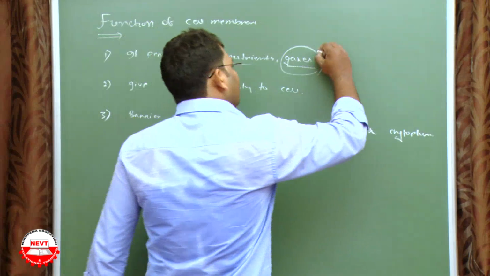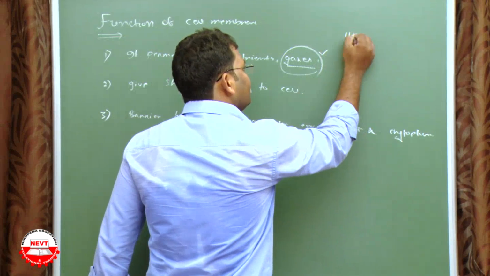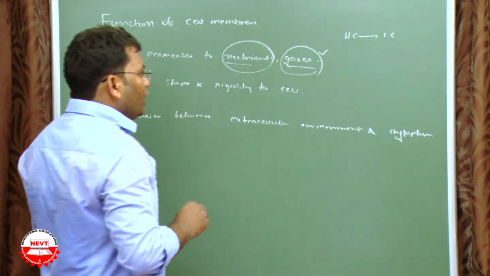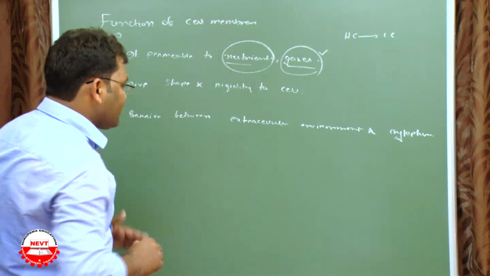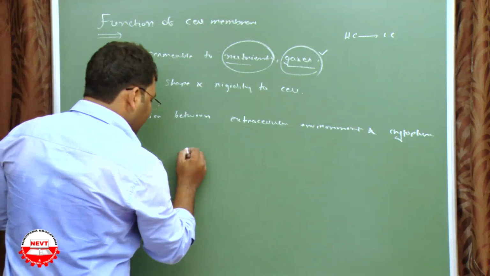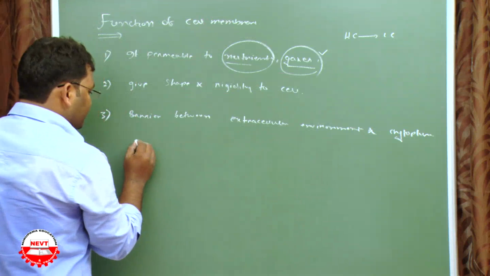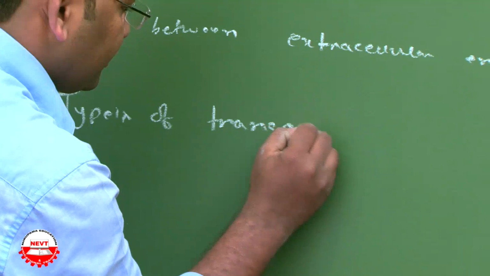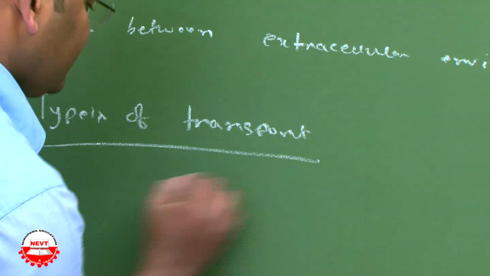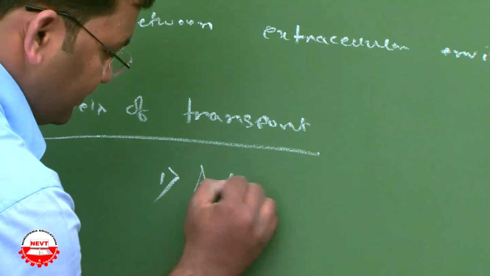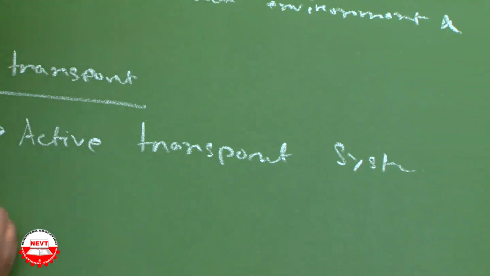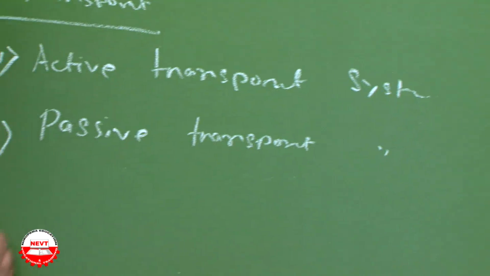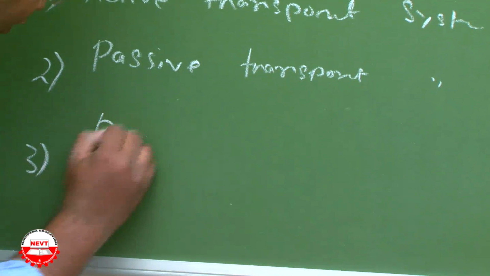So gases can move from high concentration to low concentration. But what about the nutrients? How do they move? Based on the movement mechanism and the use of energy, the transport through the cell membrane is divided into three types: one is the active transport system, another is the passive transport system, and the last one is the bulk transport system.